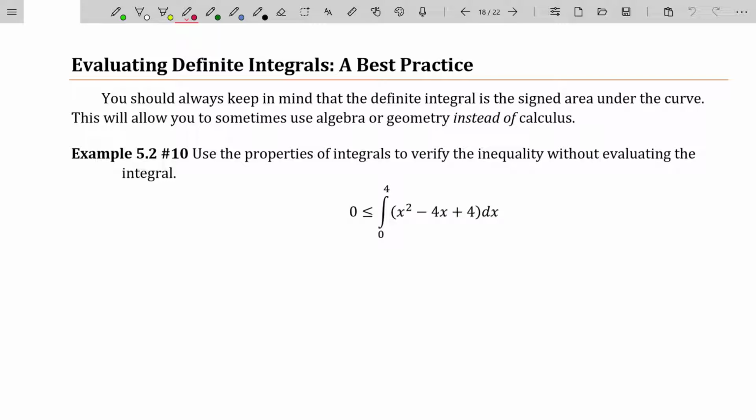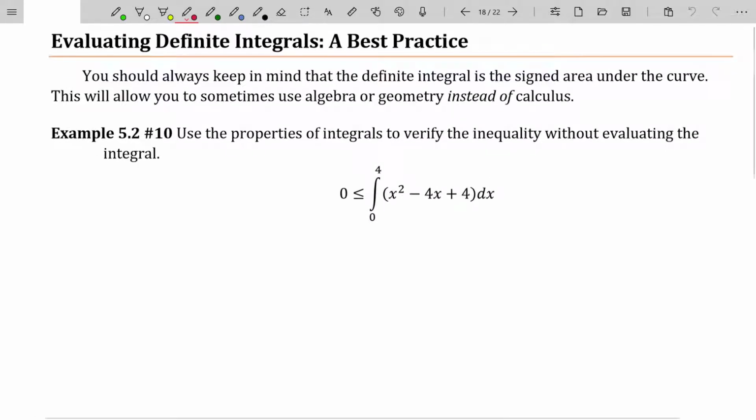This is a final video in an introduction to definite integrals for a differential calculus course, or a beginning integral calculus course. And this is more of a best practice video, kind of ideas that you should keep in mind as you move through your math courses, specifically calculus and integral calculus. You should always keep in mind the definite integral is the signed area under a curve. This will allow you to sometimes use algebra or geometry instead of calculus.